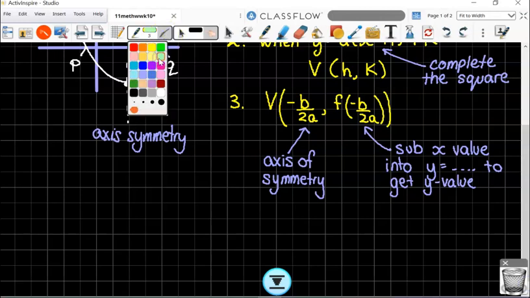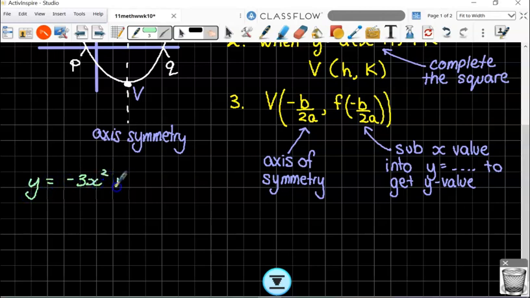Agreed? But if it's a disgusting one, so if I've got something like y equals minus 3x squared plus 8x plus 2, do you really want to be completing the square? No, you don't want to do that. I also don't even want to factorize to try and work out the average and whatever. I just want to use our formula.